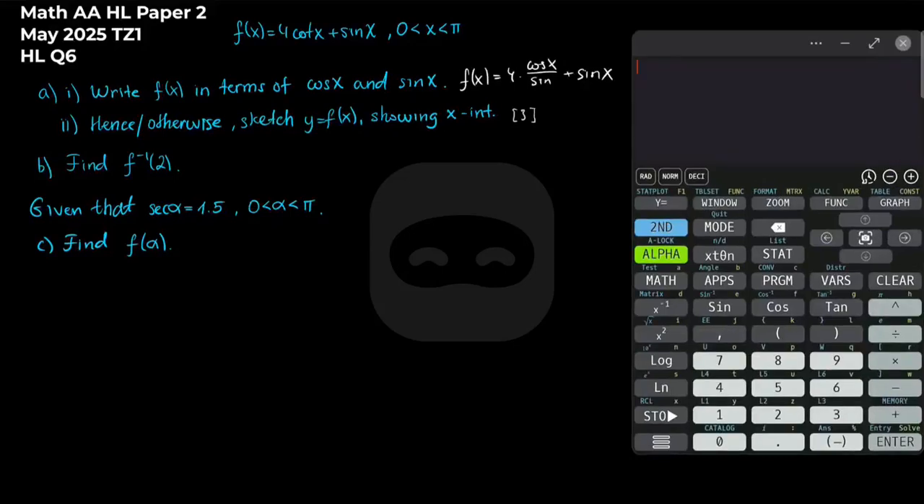Now, for the second part of question A, they're saying, hence or otherwise, sketch y equals f of x, showing the x-intercept. So here, we would have to graph this from the calculator. Now, why do they say hence or otherwise?